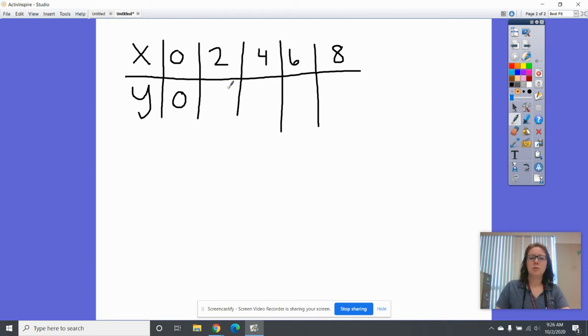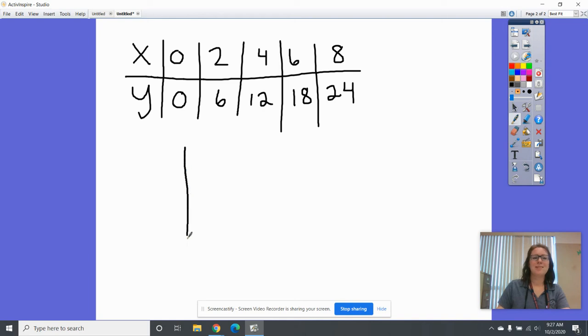And let's say it's 6, 12, 18, and 24. And we need to create the equation, and we need to create the graph. Well, we could choose either way. We could choose to go with the graph first, or we could choose to go with the equation first. Either way is fine.